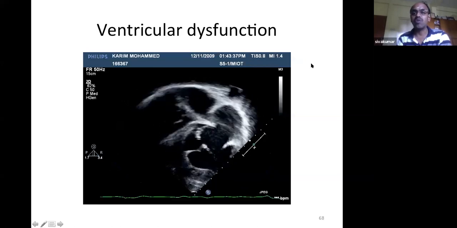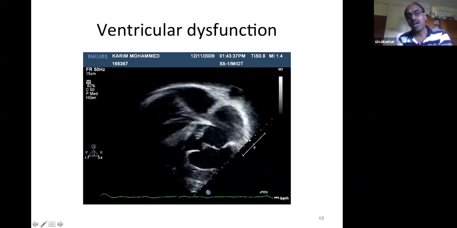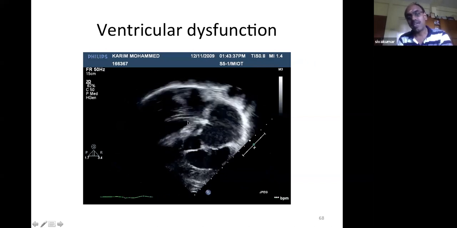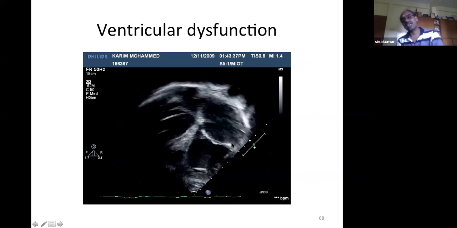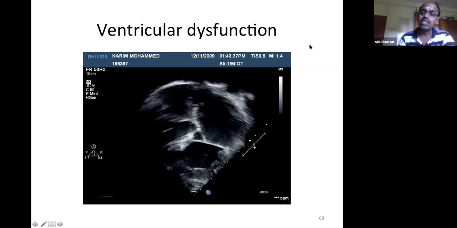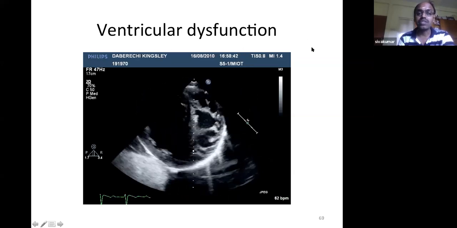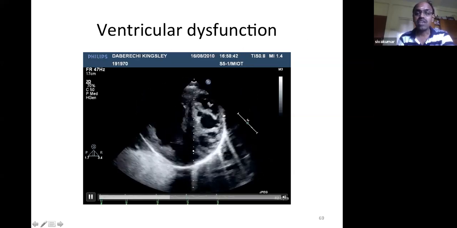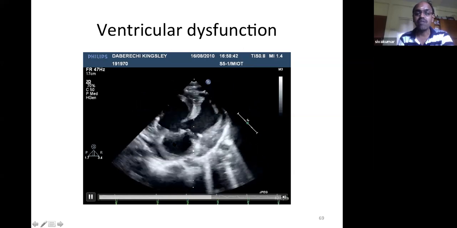This is a very profoundly dysfunctional right ventricle. And in these patients, the tricuspid annulus gets dilated and there is a secondary tricuspid regurgitation, something similar to the mitral regurgitation that is seen in dilated cardiomyopathy. So this is a significantly dysfunctional right ventricle, markedly dilated.